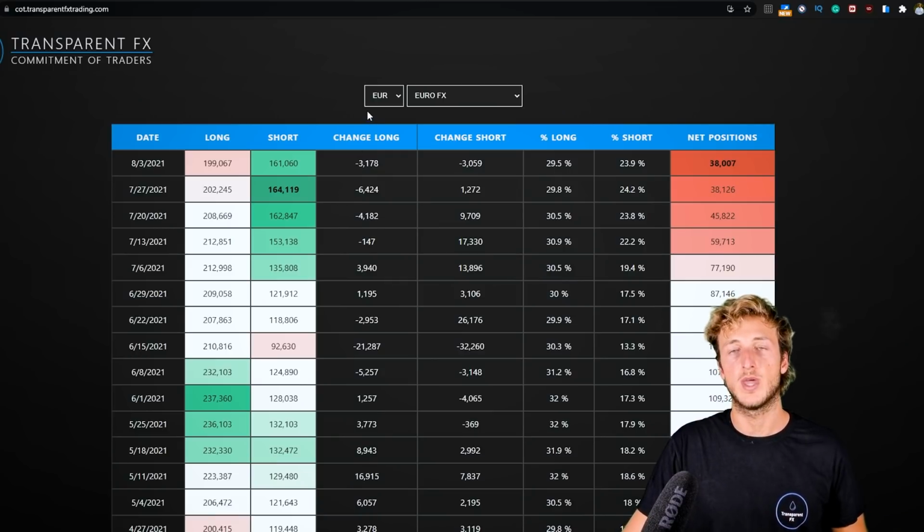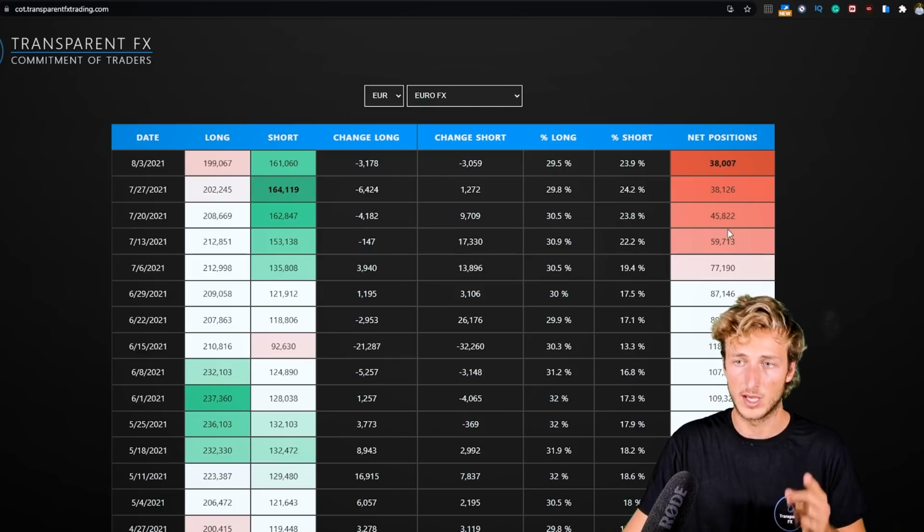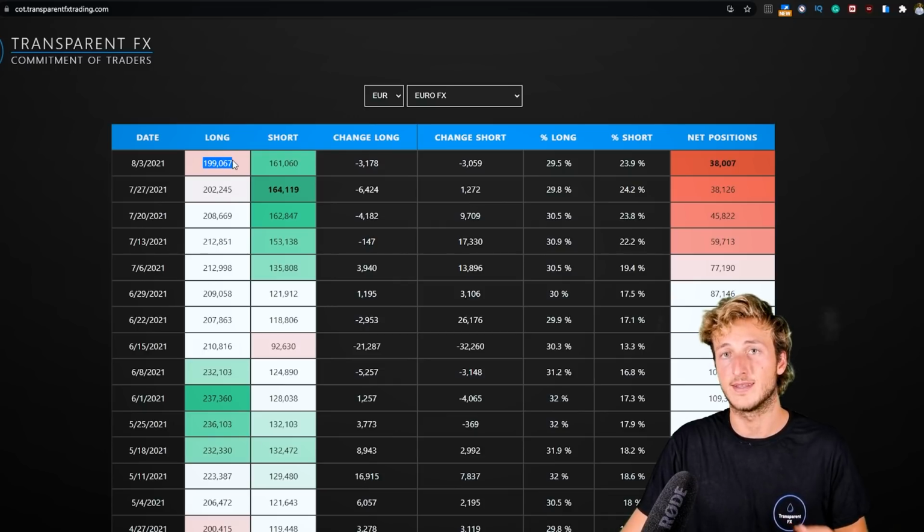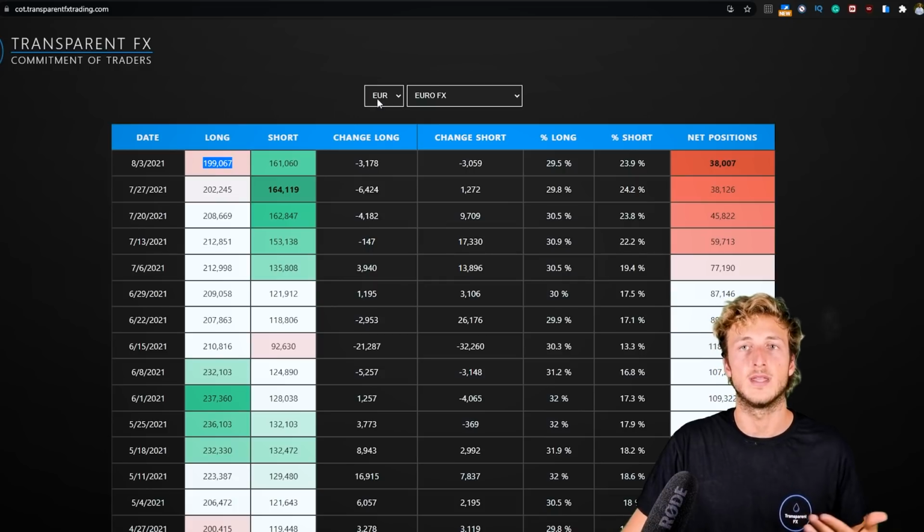Now, if we go and see what we have from a COT perspective, so commitment of traders, which is basically what the non-commercials and the biggest speculators in the market are doing, we can see how lately net positions have been dropping. We went from having 118k net positions down to having 38k net positions, with clearly shorts getting increased from an institutional perspective from 92k to 161k, and longs getting decreased from 212k to 199k. So the euro is getting quite weak.